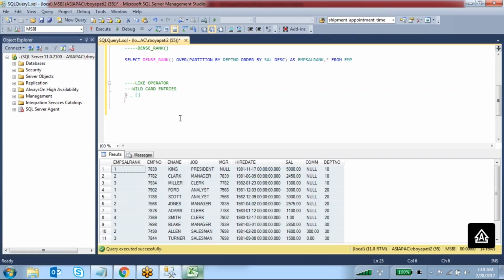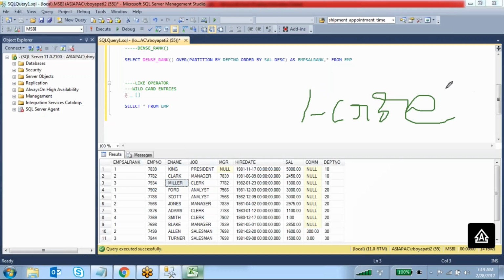By using these wildcard entries, we can find a string, a particular employee name or job. For example, select star from EMP. I want to find an employee's information, but I am not sure what exactly the employee name and employee number are. Then how can you find out? You have 1 crore employees or 1 lakh employees in your table, and you don't know exactly the name of that employee. You just remember the employee name is something like Miller, but you remember only MILL.